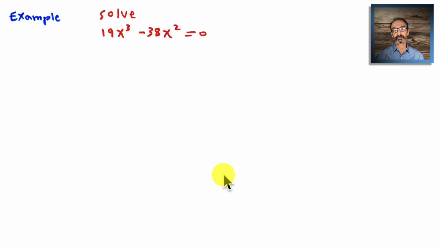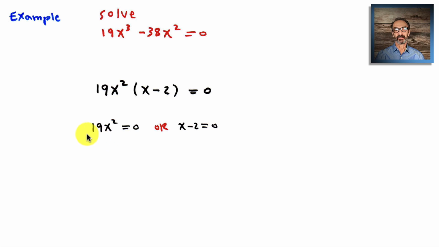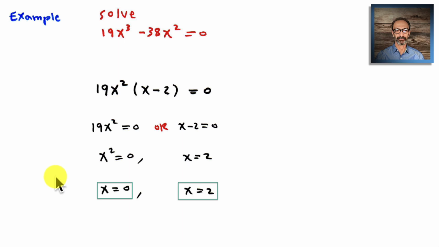One more. We could factor something out. We could take x to the second out, but between 19 and 38, they both divide by 19. So let's take 19 out. 19 and x to the second out. With the principle of zero products, either the first is 0 or the second is 0. Divide by 19, add 2 to both sides. I get x squared equals 0, I get x equals 2 and final answer. And that should do it.